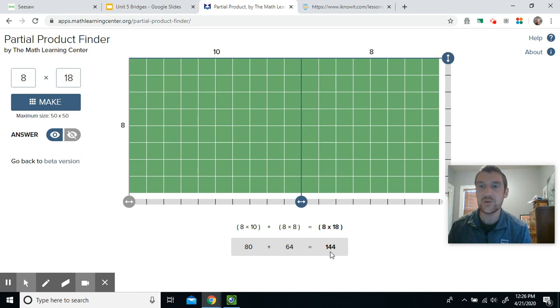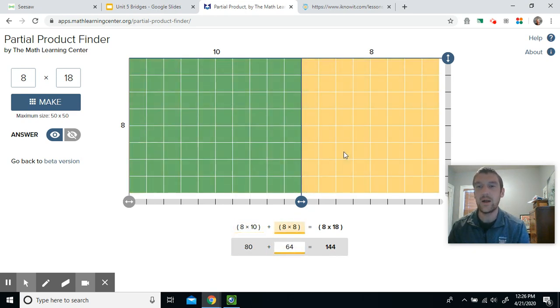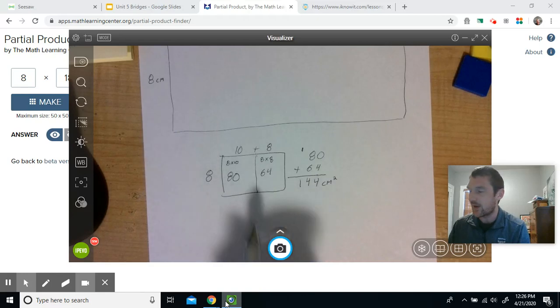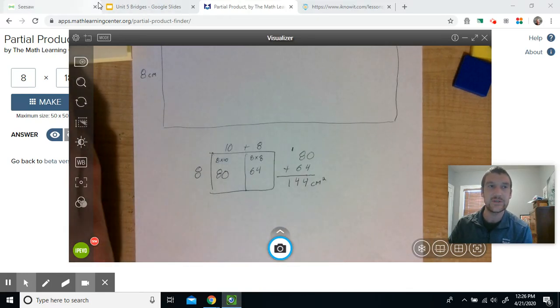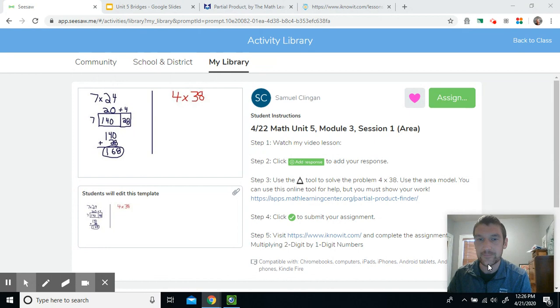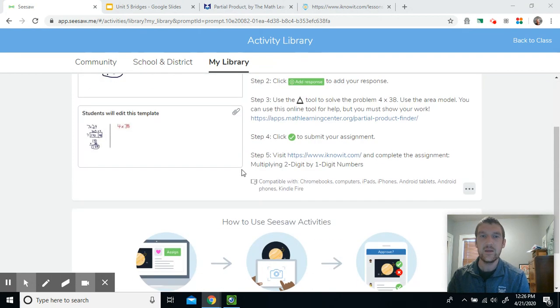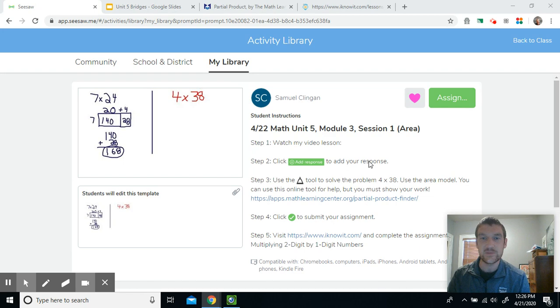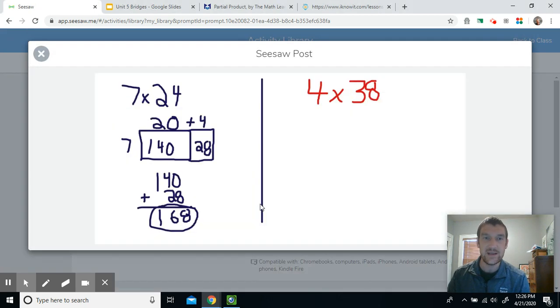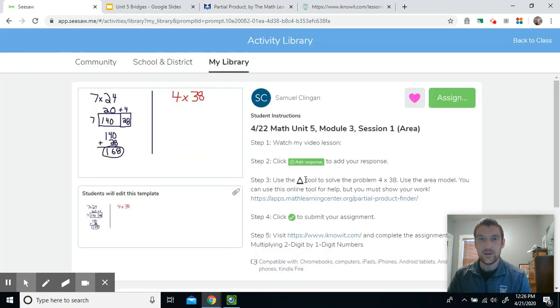So you'll have access to this tool while you're doing your work today, but I do want you to try and actually make the area model. So let's take a look at our assignment in Seesaw here. You're watching the video lesson. Once you finish up with this, you're going to click Add Response. It's going to take you to this page. Here I did an example problem, 7 times 24, using the area model. I want you to try this one, 4 times 38, using the area model. So you'll use the pen tool to try and solve that, using the area model.